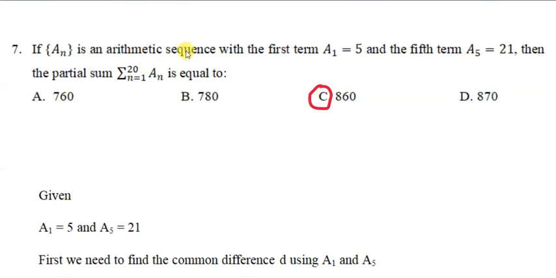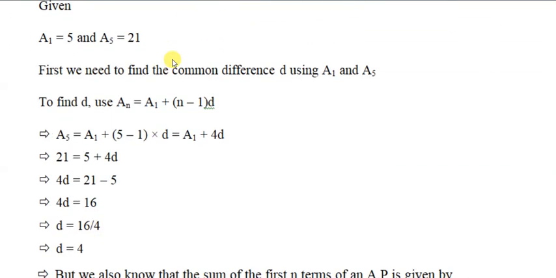Question number 8. Actually, this question formally was done here. As you can see, A1 is equal to 5, A5 is equal to 21. First, we need to find the common difference D using A1 and A5. To find D, use AN as the general term. AN is equal to A1 plus N minus 1 times D. And then here we have A5, which is 21, and A1, which is 5, and 5 minus 1, which is 4. 4 times D gives us this one. D is 4.